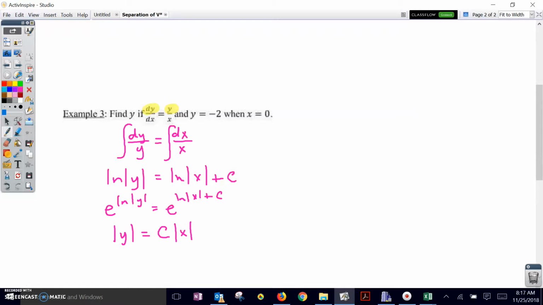And this is a new c, and if you don't remember how this happened last time, a quick refresher: when we have e to the natural log of the absolute value of x plus c, using exponent rules, that's e to the natural log of the absolute value of x times e to the c, and e to the c is just another different constant, so we can simplify that to c times e to the natural log of the absolute value of x, which then becomes just the absolute value of x. Alright.